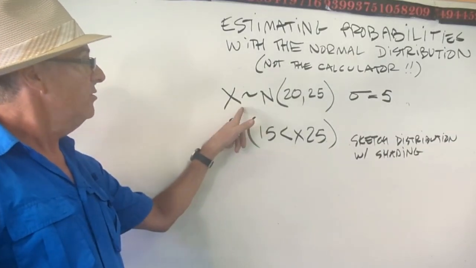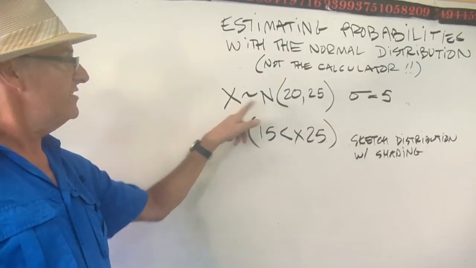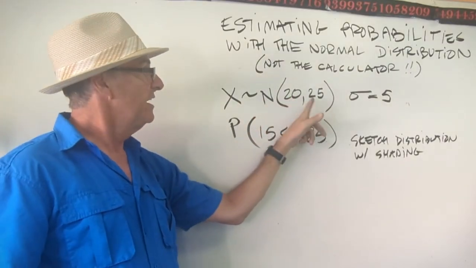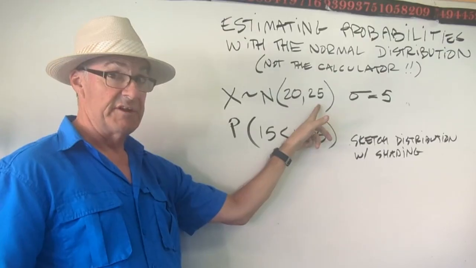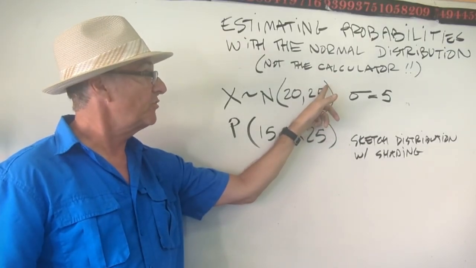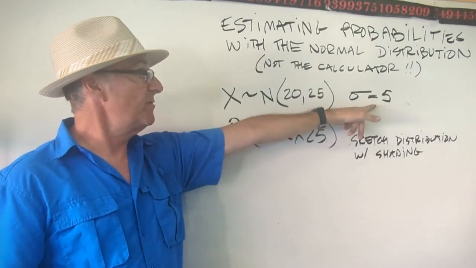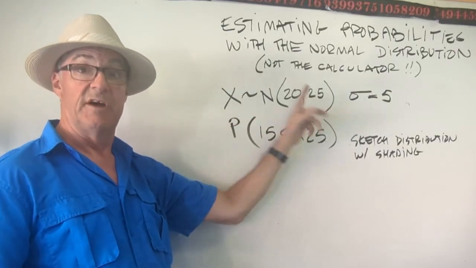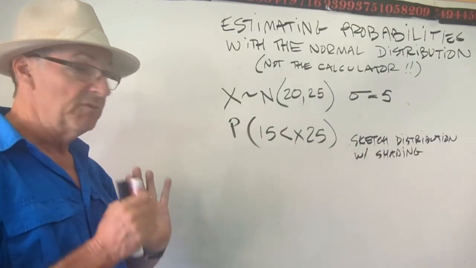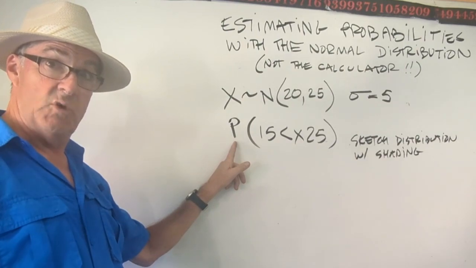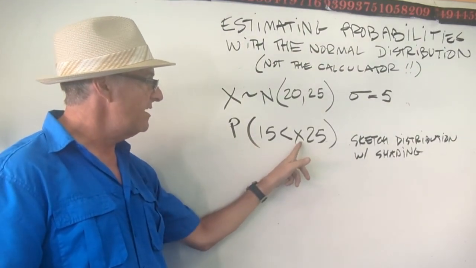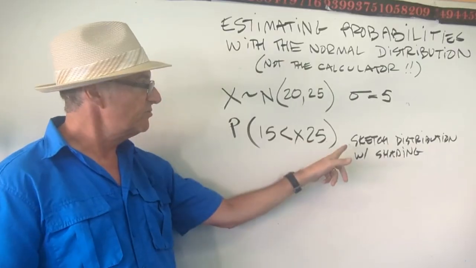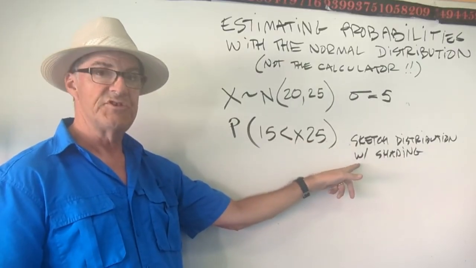So here we go. Here's our normal distribution with a mu, an average of 20, and a variance of 25. Notice how I don't have that squared. So sigma is 5. So standard deviation is 5 because it's the square root of 25. Okay, so now we're set. Here is our question. Find the probability that random variable x is between 15 and 25. And here's my first prompt. Sketch the distribution with shading.